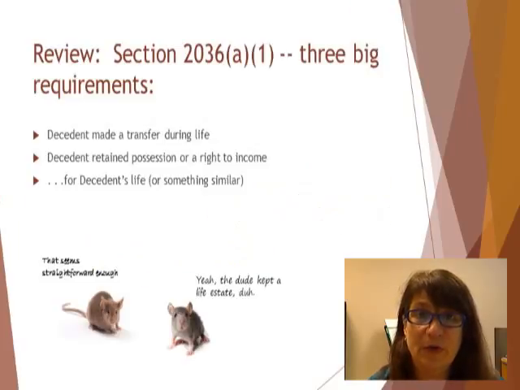Now just to review, you'll remember that 2036(a)(1) had three big requirements. First, the decedent made a transfer during life. The decedent retained possession or retained a right to income, and it was retained for the decedent's whole life or something similar to that. That was pretty straightforward.